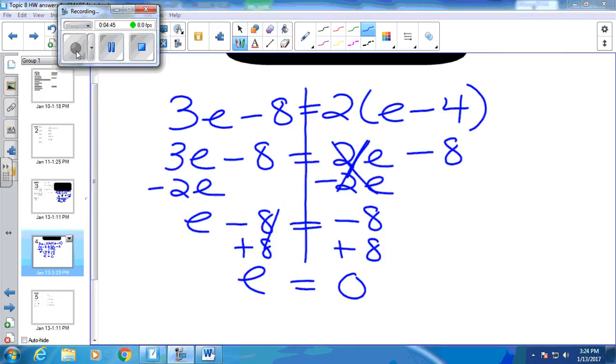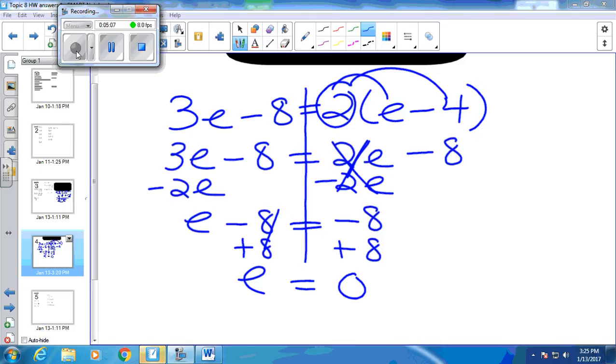Okay, I think this is the first time that this has happened so far with one of these advanced equations, but your answer actually ends up being 0. We can't avoid that. So I started again by distributing this 2 to the e and the negative 4, which left me with 2e minus 8.